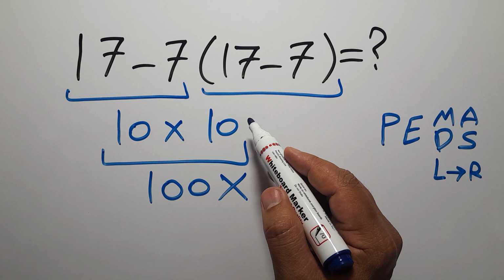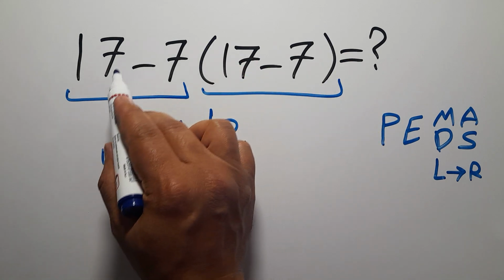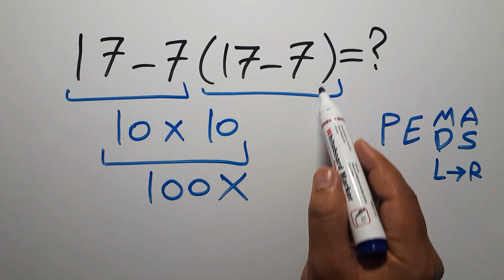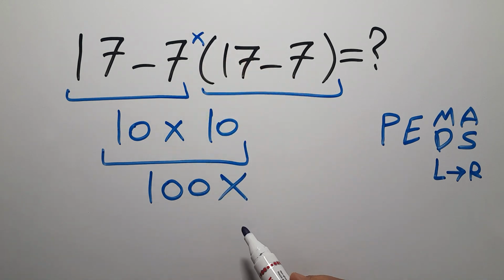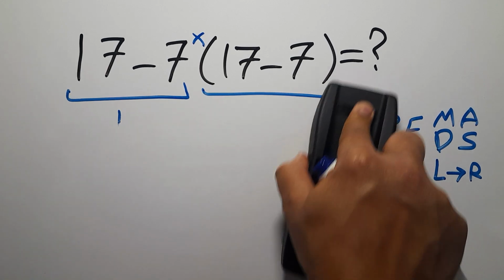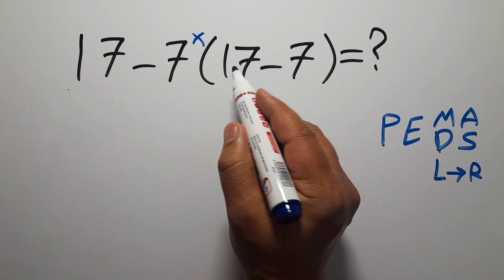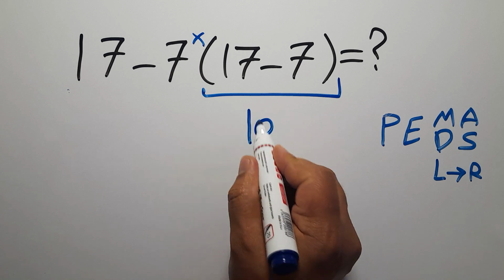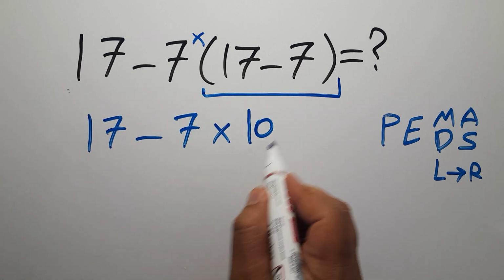So here, first we have to do this parentheses, not this subtraction. Okay, so first this parentheses, and after this parentheses we have to do this multiplication, and finally this subtraction. Okay, 17 minus 7 gives us 10. So we have 17 minus 7 times 10.